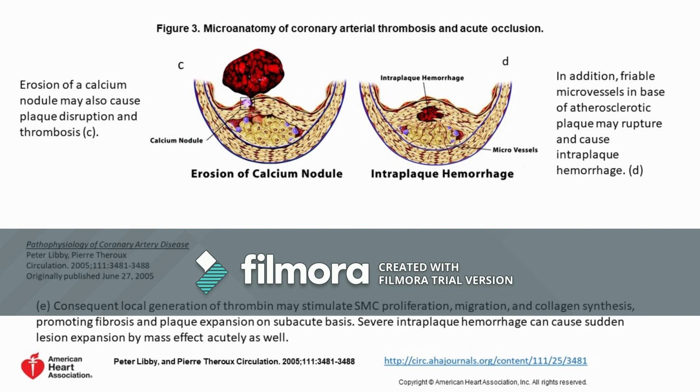E. Consequent local generation of thrombin may stimulate smooth muscle cell proliferation, migration, and collagen synthesis, promoting fibrous and plaque expansion on a subacute basis. Severe intraplaque hemorrhage can cause sudden lesion expansion by mass effect and acutely as well.